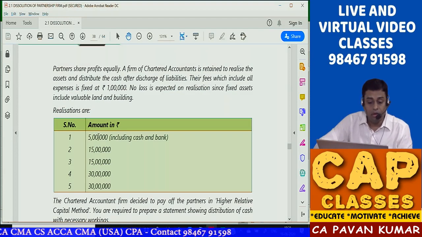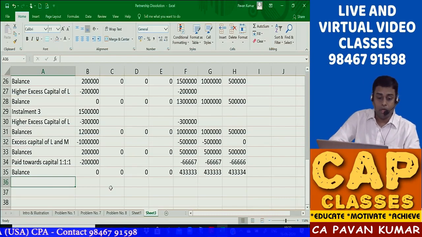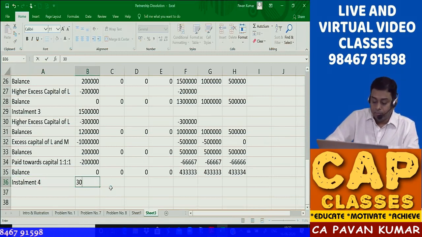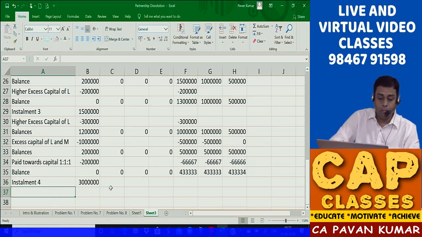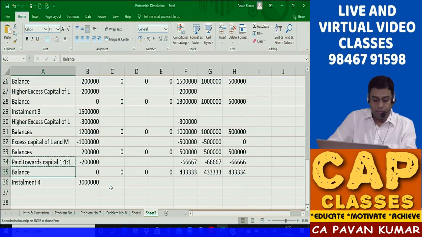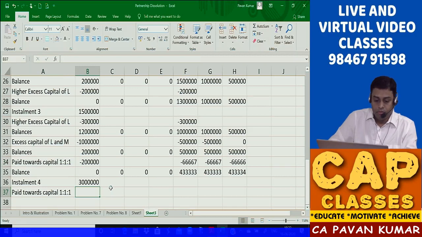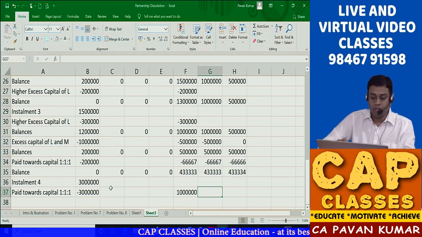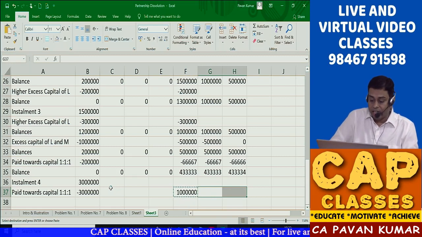So this installment is over. Now we are coming to the fourth installment. Installment 4. Superb money, 30 lakhs. So paid towards capital in 1 is to 1 is to 1. Okay, so minus 30 lakhs. So you are paying the first guy 10 lakhs. Why? 30 lakhs divided by 3. So here 10 lakhs, 10 lakhs, 10 lakhs.